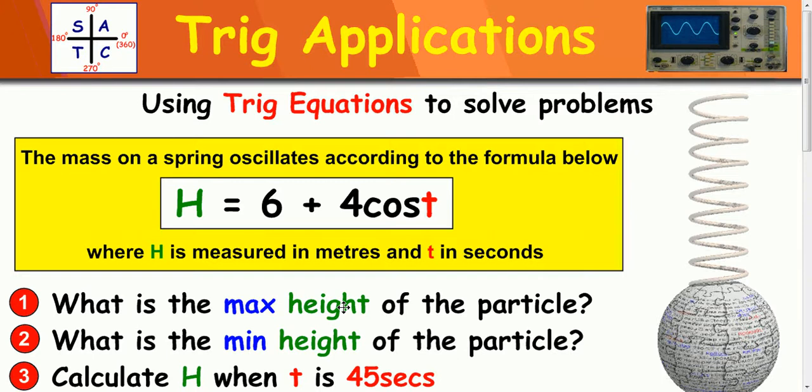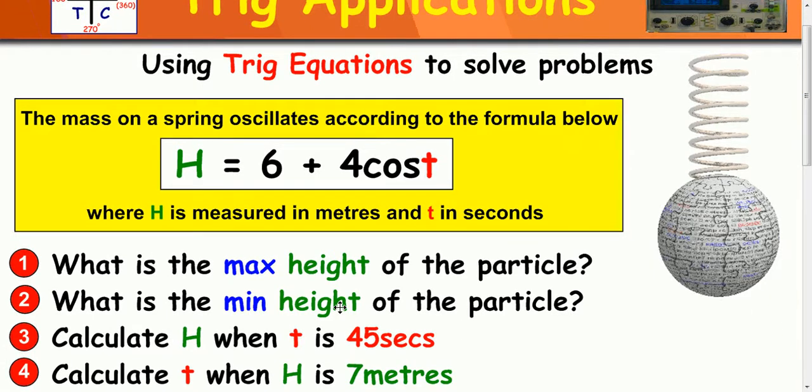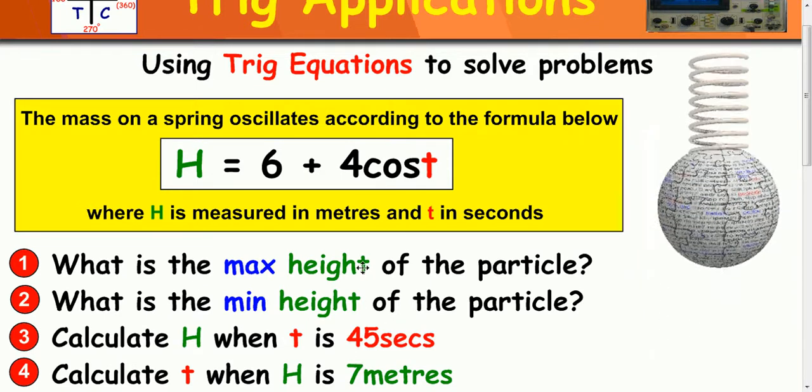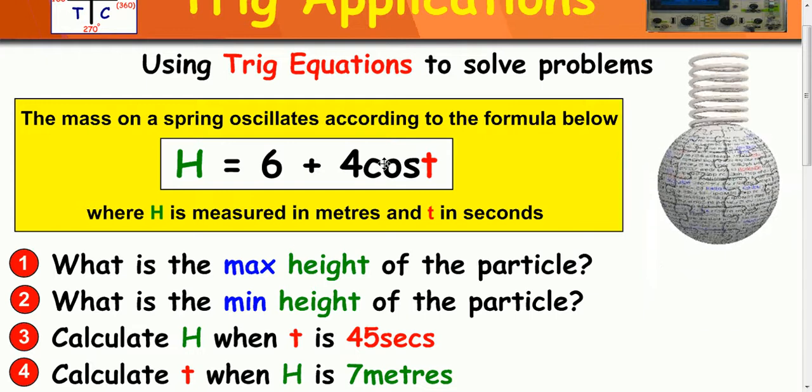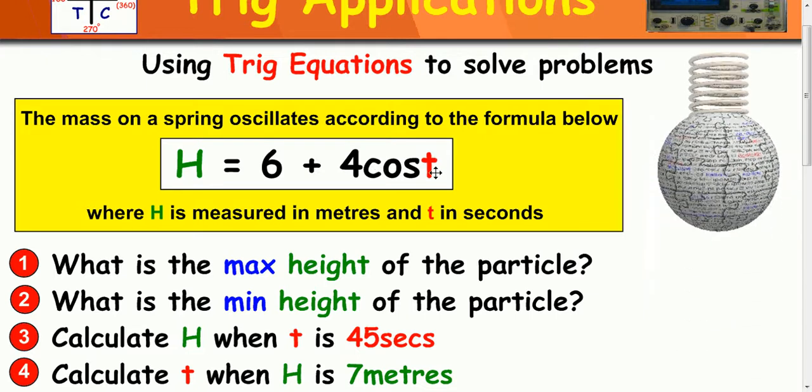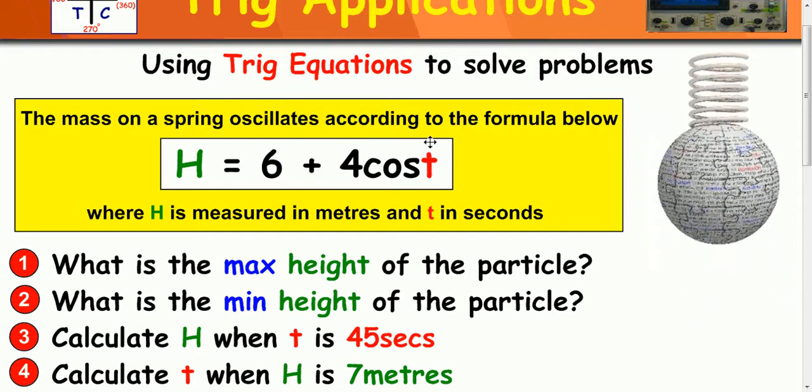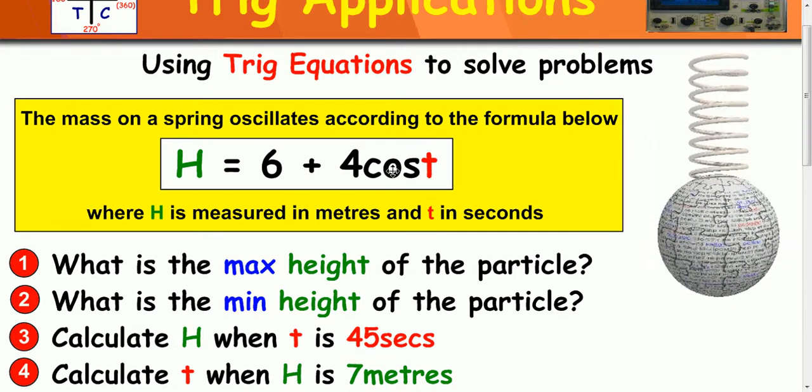What is the minimum height of the particle? Calculate h when t is 45 seconds and calculate t when h is 7 meters. So 4 different questions here. Now, to calculate the maximum and minimum heights, what we have to think of is how cos t changes over time. If you think of the cosine wave, the maximum value it hits is 1 and the minimum value is -1.